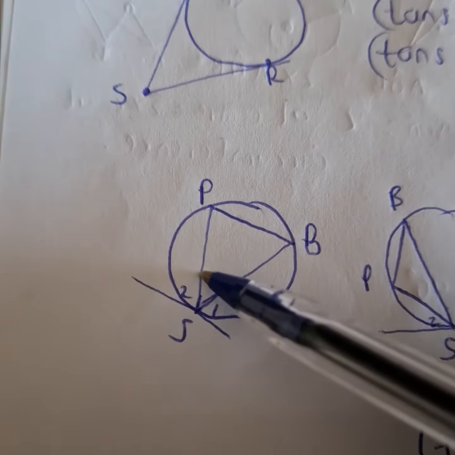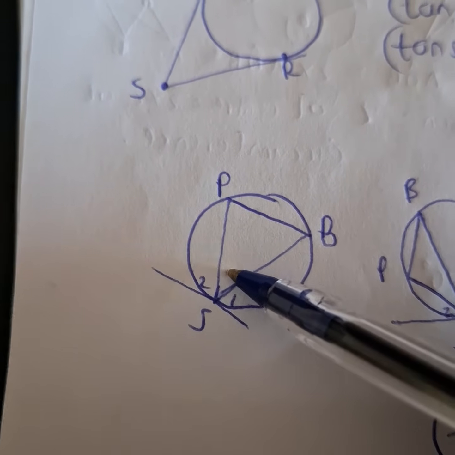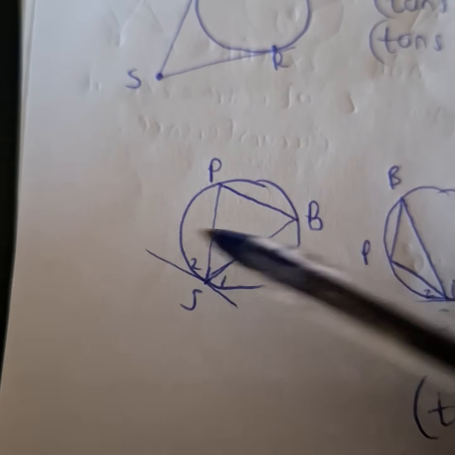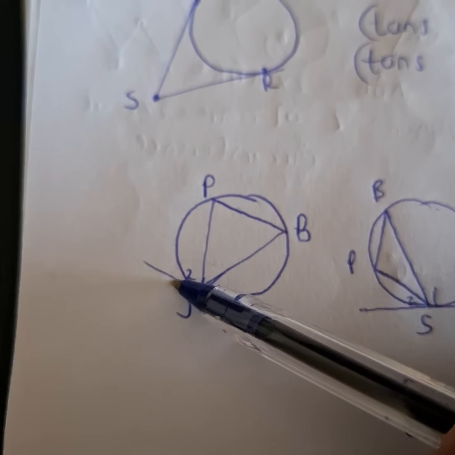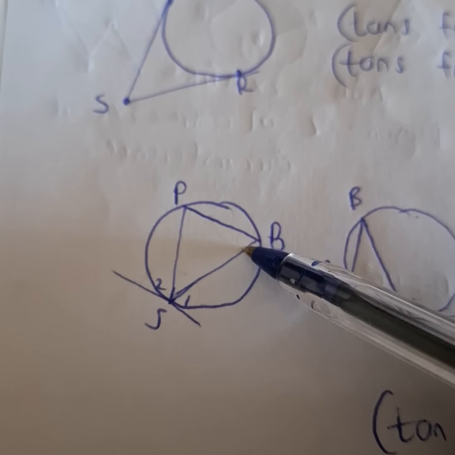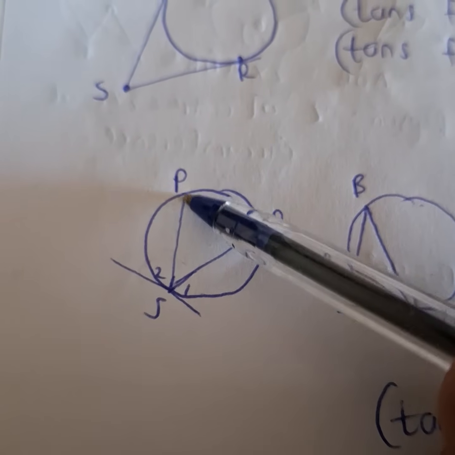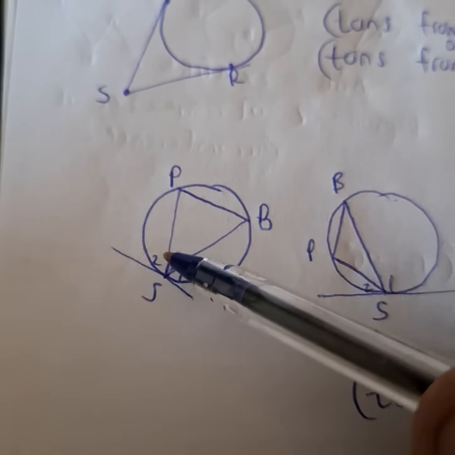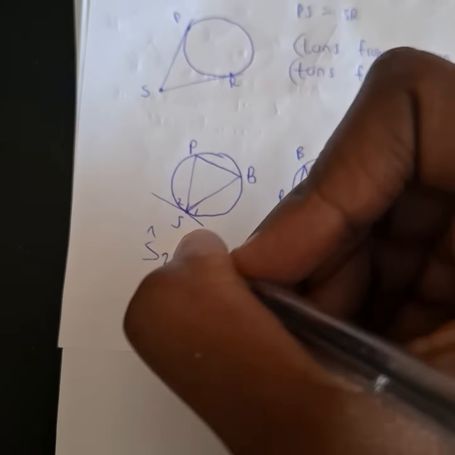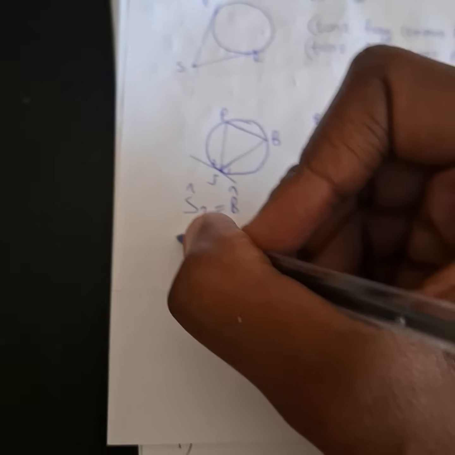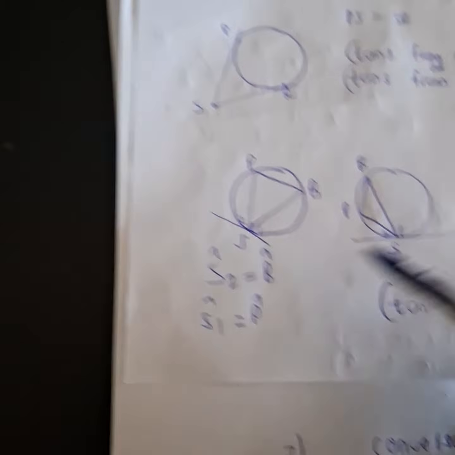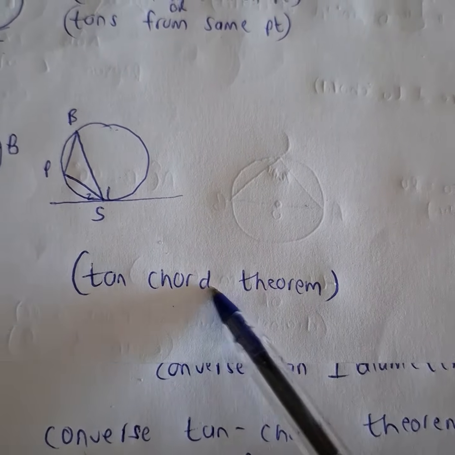Then you could look at angle S2, which is this angle here, formed by chord PS and the tangent. Angle S2 will be equal to angle B because it is the angle subtended by the chord PS. So we'd say angle S2 is equal to angle B, or we could say angle S1 is equal to angle P, and our reason would be tan chord theorem.